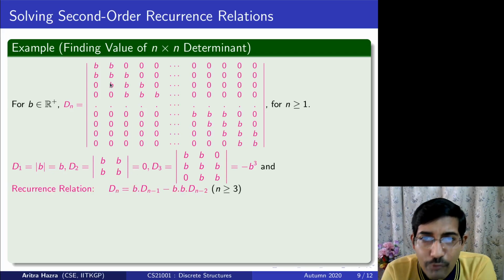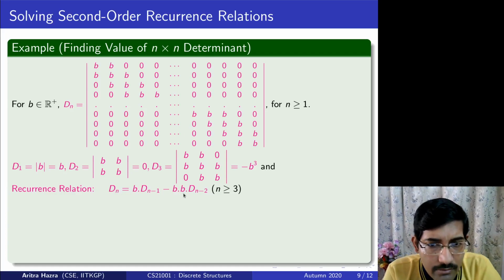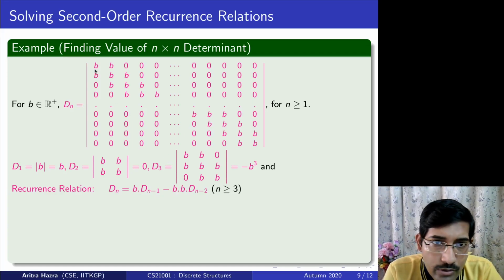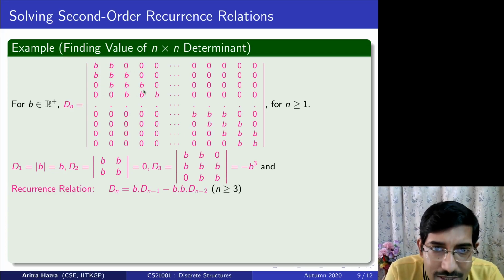If you unfold it with one layer, you will get this: Dn equals B Dn minus 1 minus B into B Dn minus 2. So B times Dn minus 1, the right side without the first row and first column, minus B square with this Dn minus 2 part.